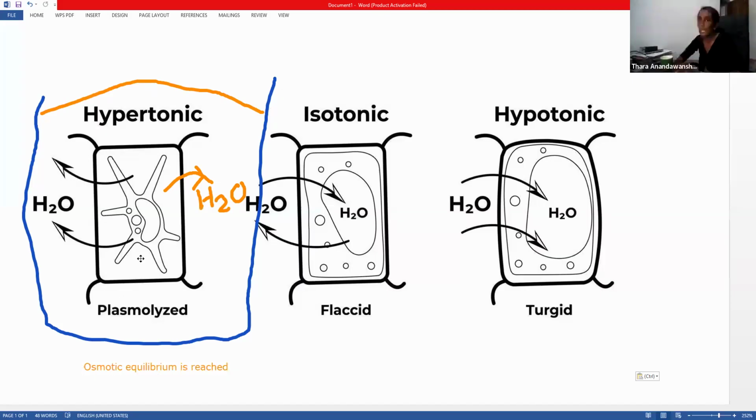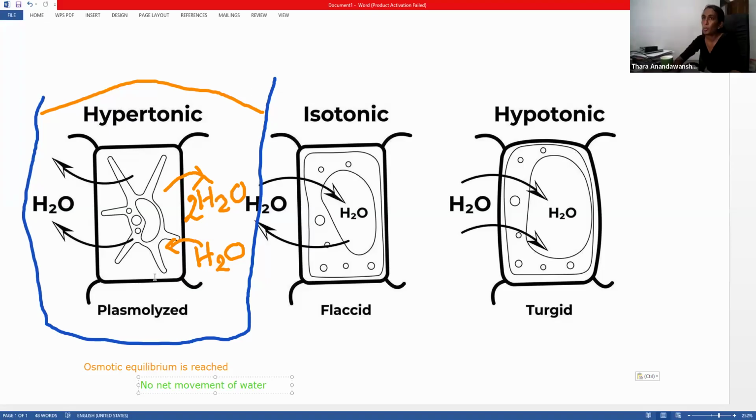What will happen exactly at the osmotic equilibrium is, if two water molecules are going out, two water molecules should be taken in. That means the water flow occurs in both directions. It does not stop, but there is still no net movement, right? That's the correct term to describe it. No net movement of water at the osmotic equilibrium. Do you agree with that? Yes, teacher.